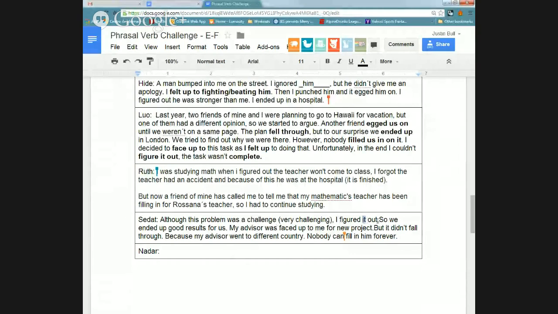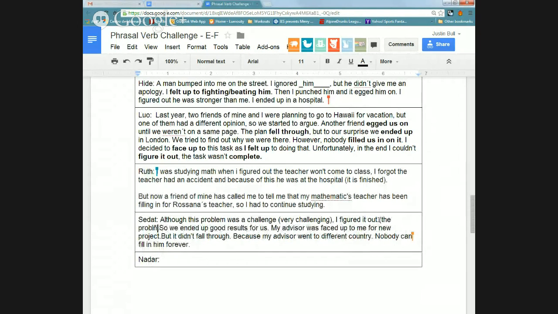It is in the middle. Or you could say I figured out the problem. This is specific. You can put the specific object at the end. Pronoun. It's just one of the rules we have for phrasal verbs.